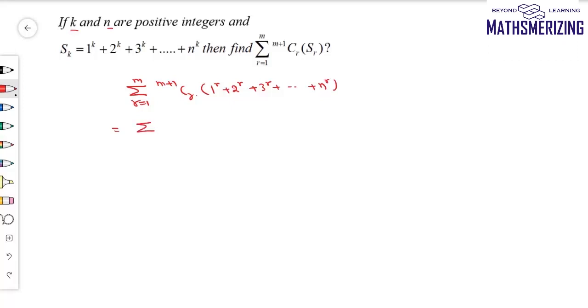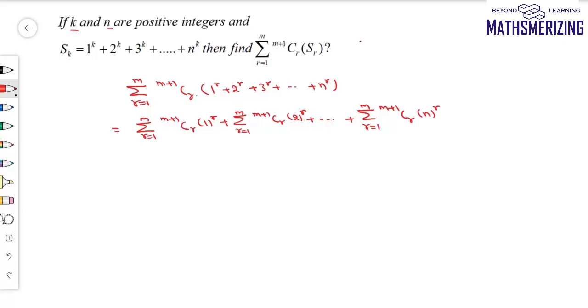So I'll write summation r varies from 1 to m plus 1 of m plus 1 C r into 1 to the power r, summation r varies from 1 to m plus 1 of m plus 1 C r, 2 to the power r, and then it'll go all the way up to summation r varies from 1 to m plus 1 of m plus 1 C r, n to the power r.